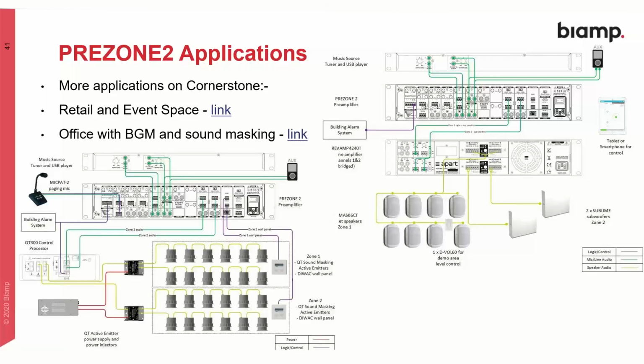And then we also have a more complicated one, which uses PREZONE2 as its core for mic paging to the 2 zones, interfacing to the fire alarm system, and background music from multiple sources. But then we have 2 different zones, each with sound masking. So this is an office space, for example, where you want background music, you want paging, but you also want sound masking. So this hopefully shows you an easy way of incorporating sound masking into a background music and paging system. So that's quite a handy little design there.